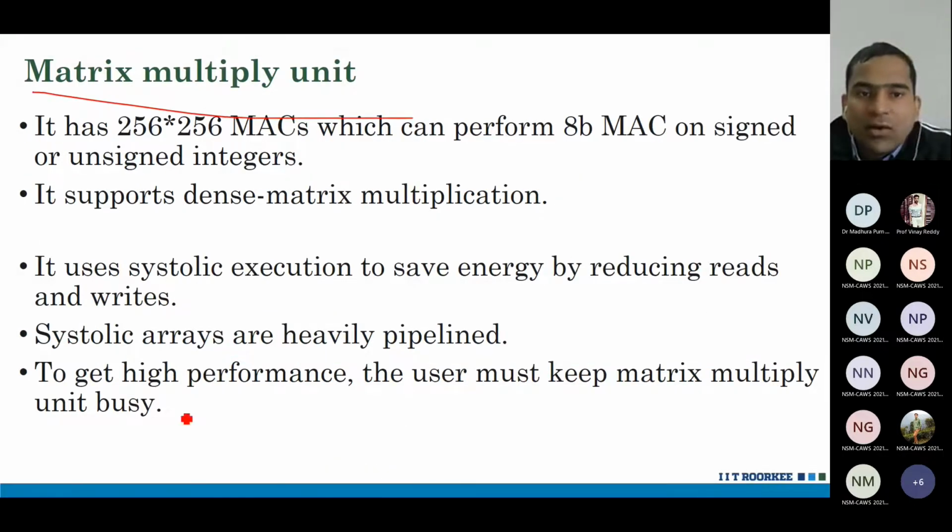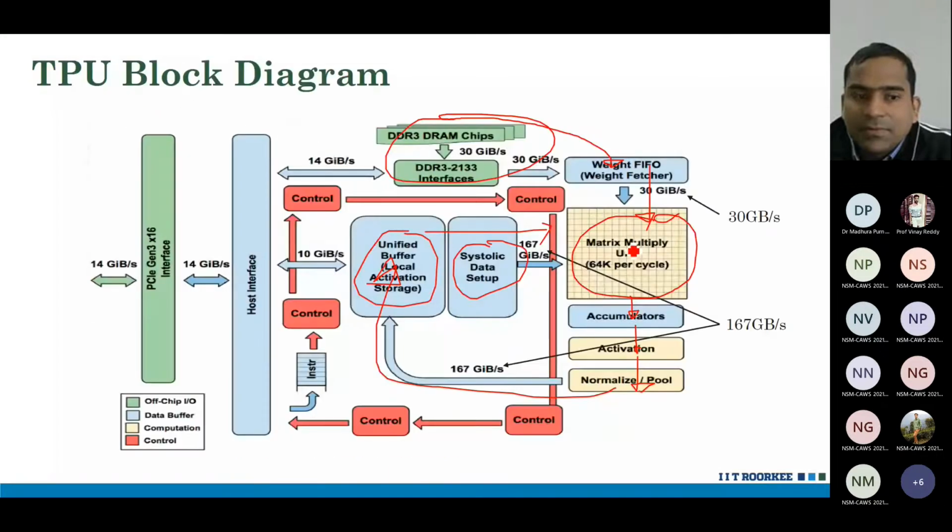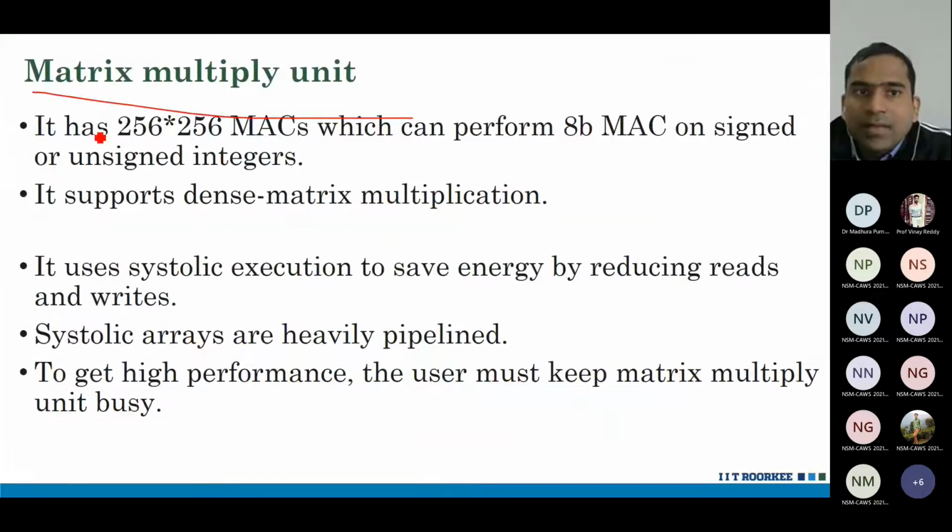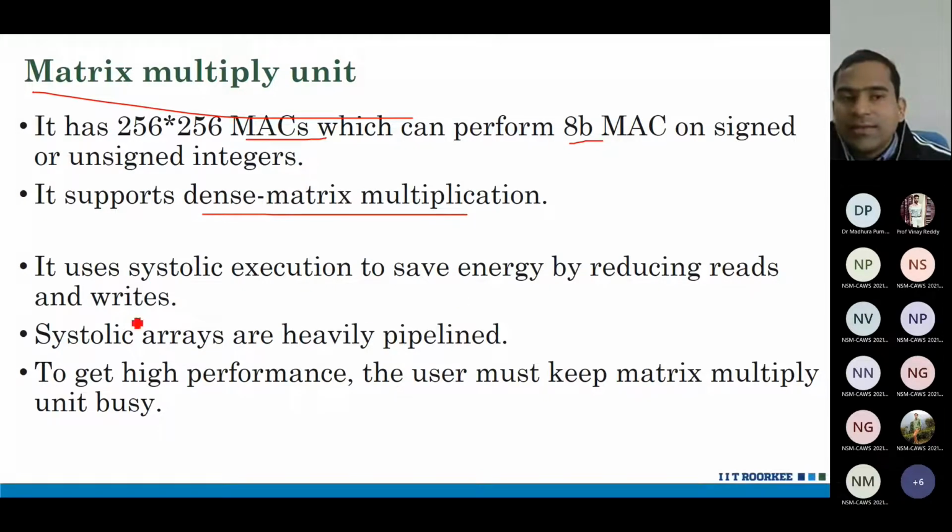Let us now focus on the matrix multiply unit. In the previous example, we had a 3x3 systolic array. Here we have a 256x256 systolic array. There we used the word PE or processing element; here we are using the word MAC. Both are the same. It can perform 8-bit MAC operations on signed or unsigned integers. It supports dense matrix multiplication. If you do sparse matrix multiplication, it is not any more efficient than dense matrix multiplication. It supports systolic execution to save energy by reducing reads and writes.